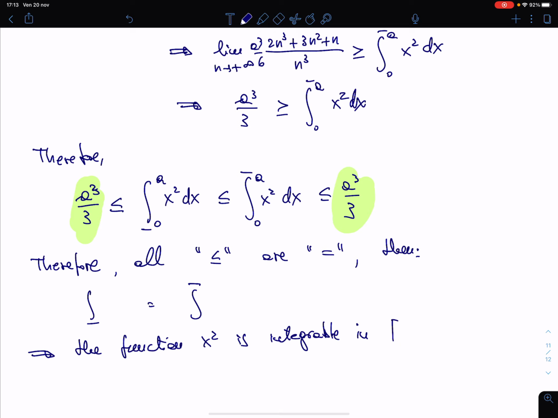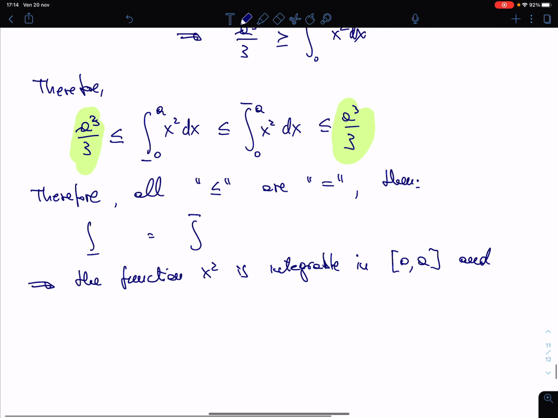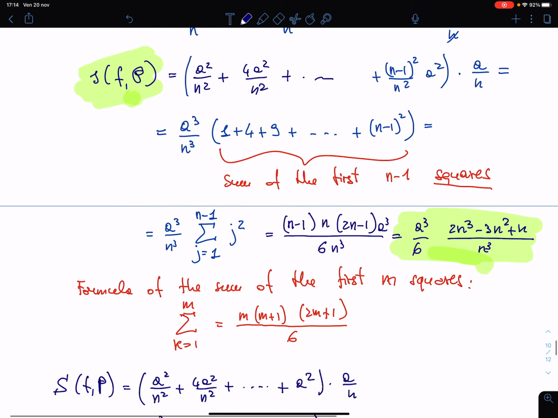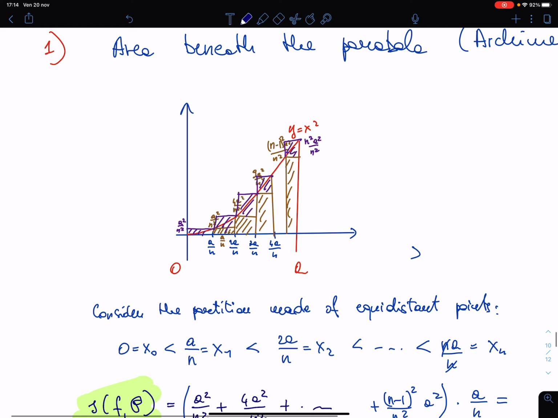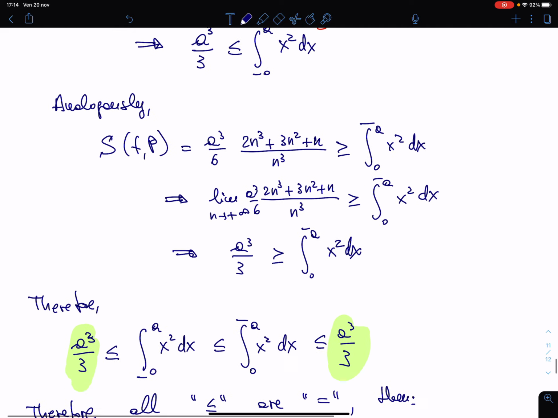In the interval 0, a, the integral between 0 and a of x squared dx is a cubed divided by 3. Okay? And so we were able by this method to compute the area here, or if you want to define the area, just applying the definition.